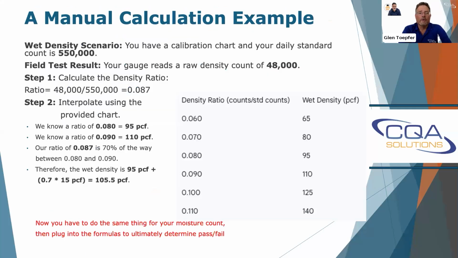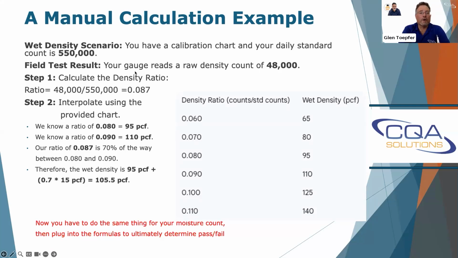And so how do you calculate it out? Why is it important? Well, it just shows you how the basis of your gauge is set up. And I think it's good for you to know. So you have your calibration chart, and say your daily standard count for wet density is 550,000. Then you're out, you take your first test, you get a raw count of 48,000.